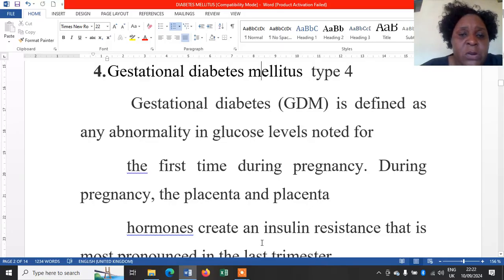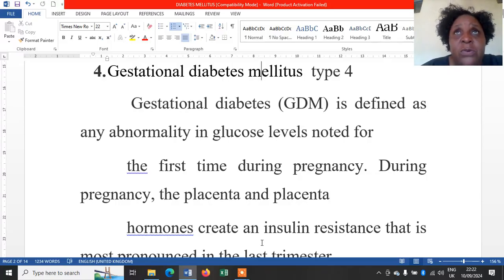So what we call diabetes mellitus type 4 or gestational diabetes, this mother has not been having any history of DM. But when this mother becomes pregnant, she presents with some signs and symptoms suggestive of diabetes, which we shall look at.